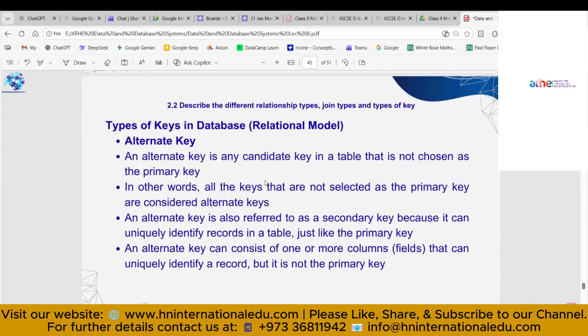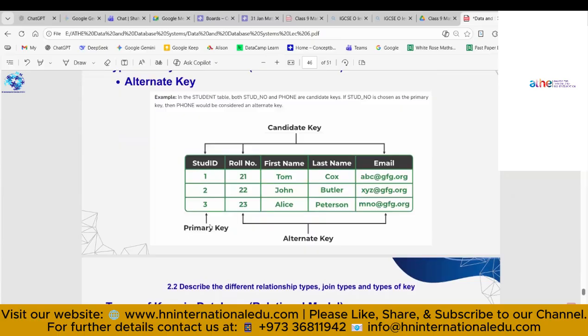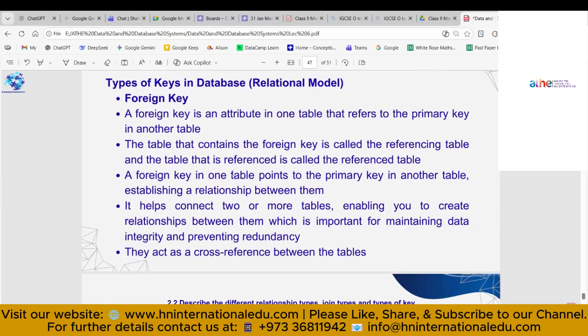Basically, the super key is a whole set. In that set you have the candidate key, you have the alternate key, and you have the primary key. Here in this example, look at the student ID. This is acting as a primary key. Then what can be the alternate key? Roll number, first name, last name, email, phone number, etc. All of these are your alternate keys. And what about the candidate key? All of these columns are your candidate keys. So primary key and alternate key are subsets of candidate key, and candidate key is a subset of super key. And what about foreign keys?